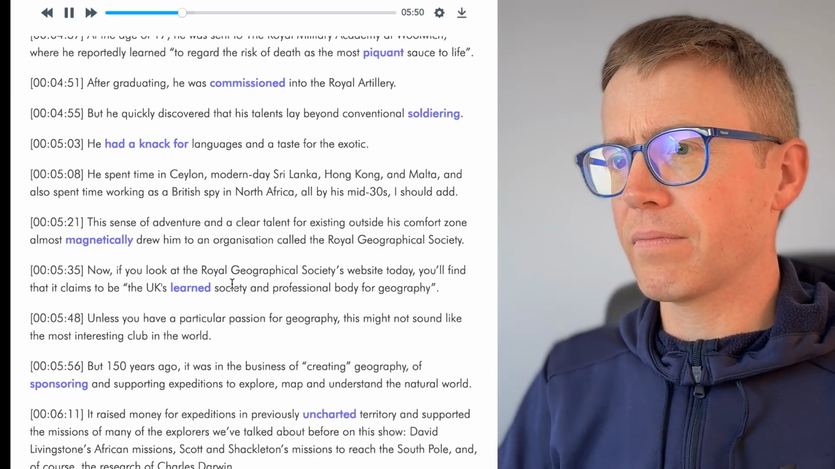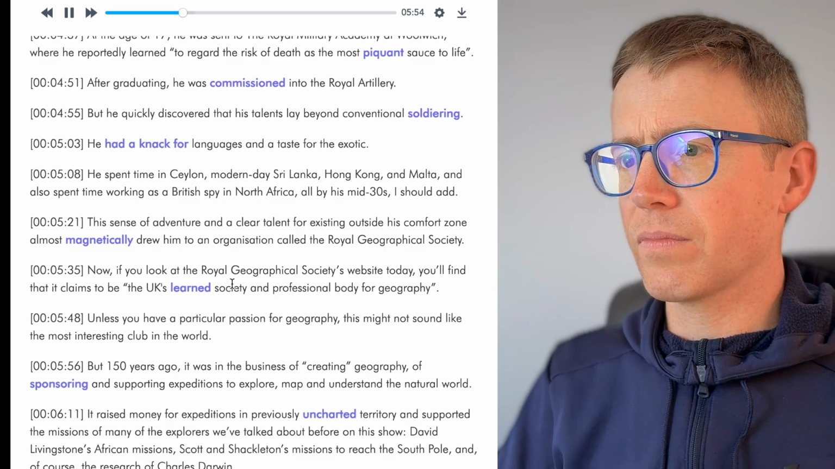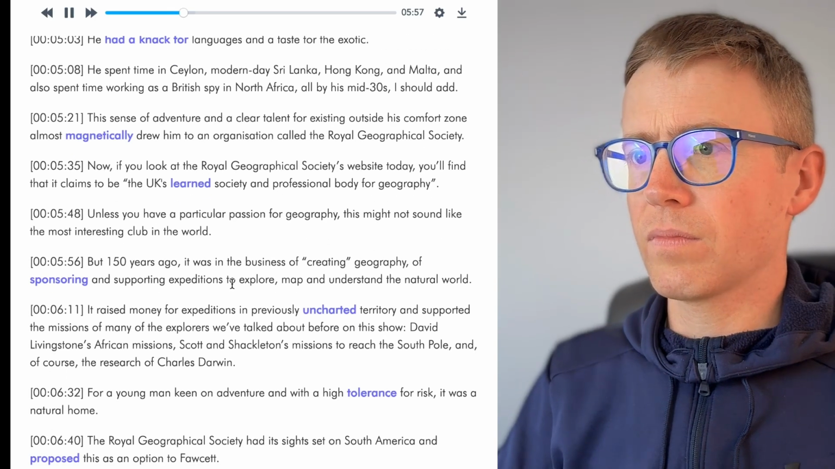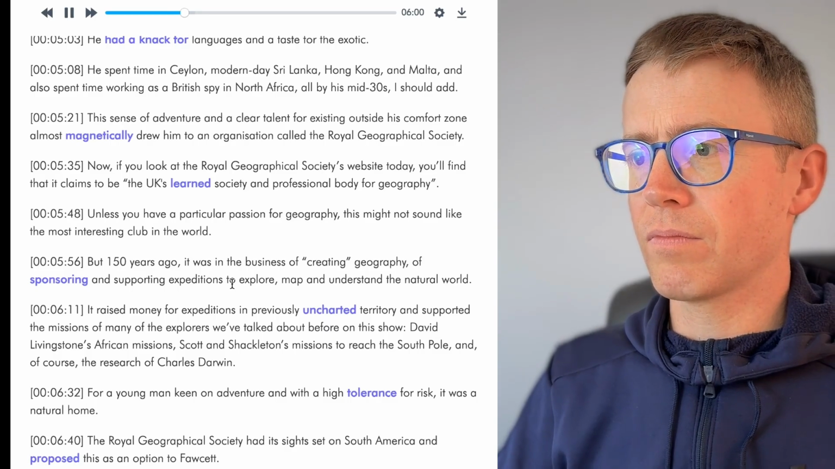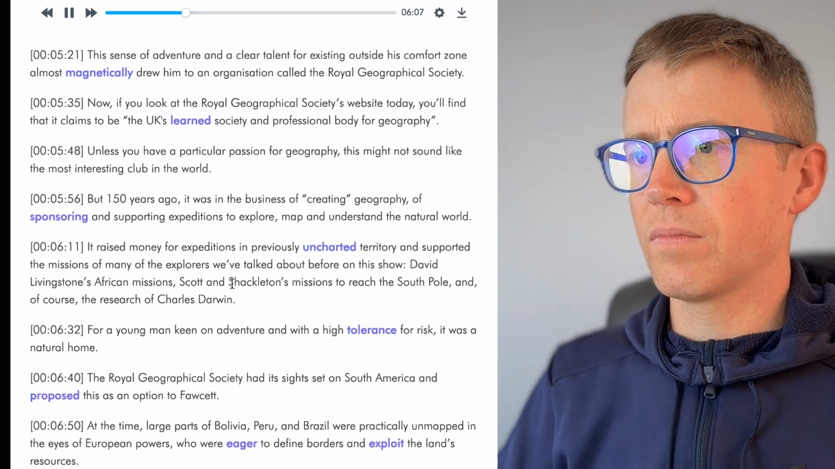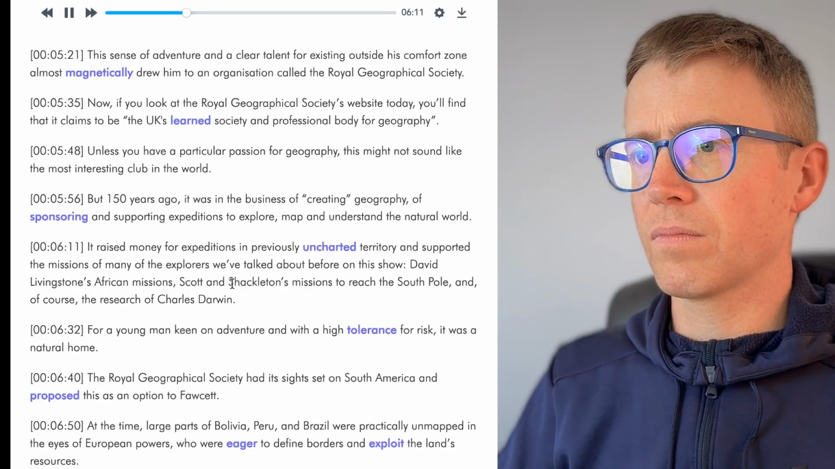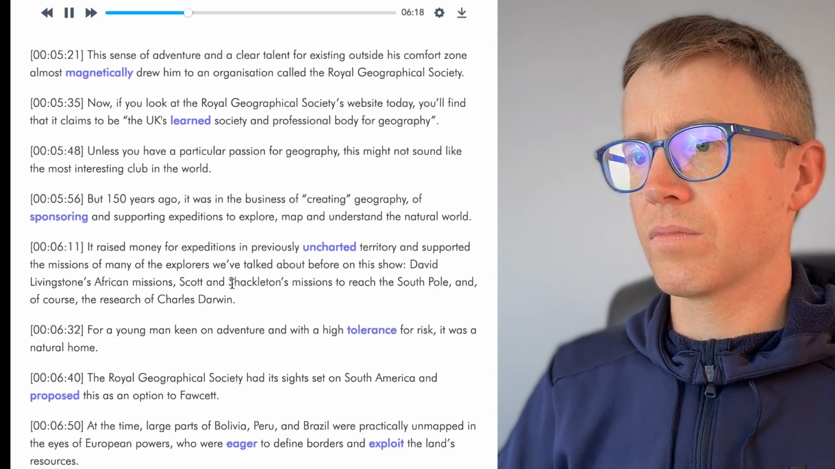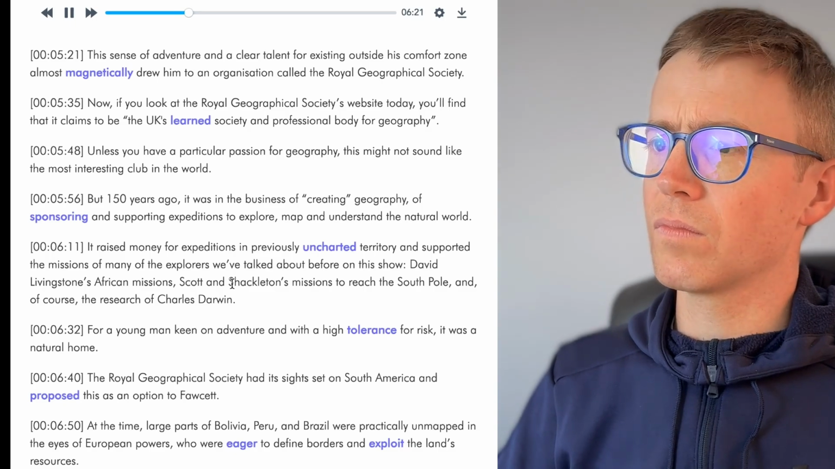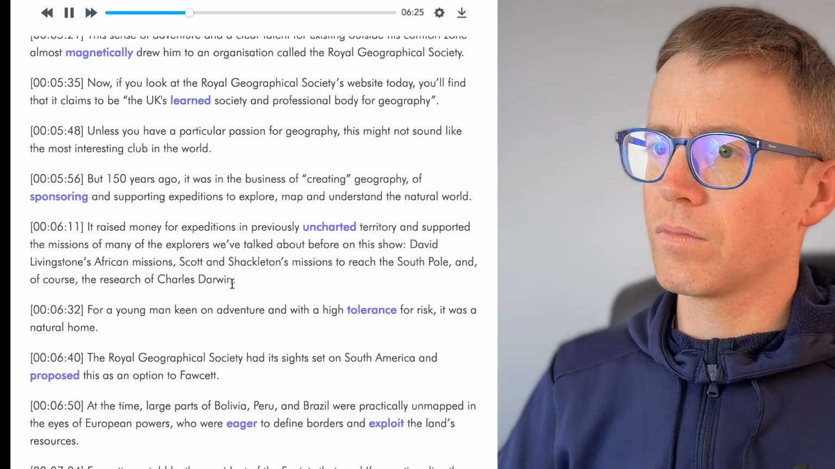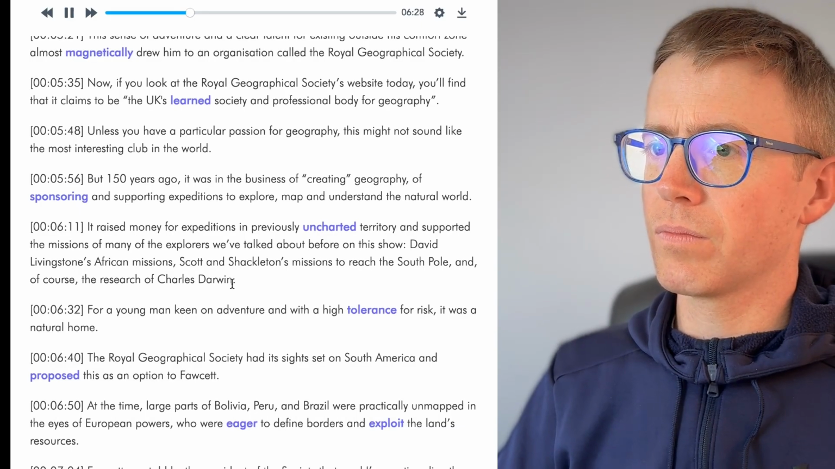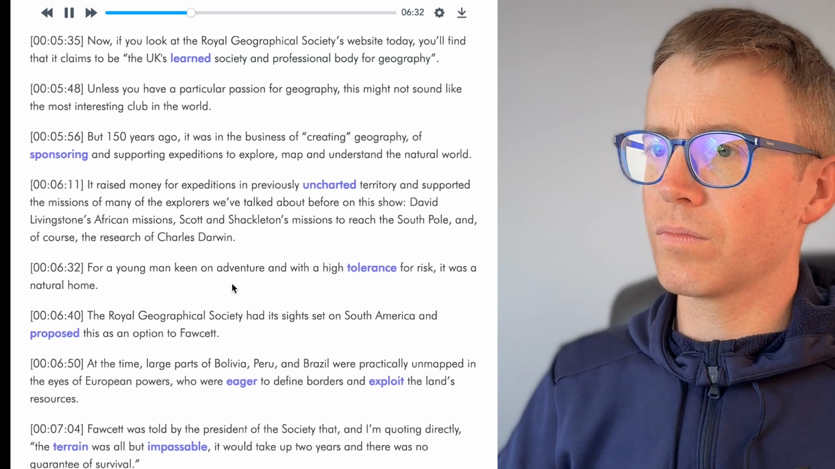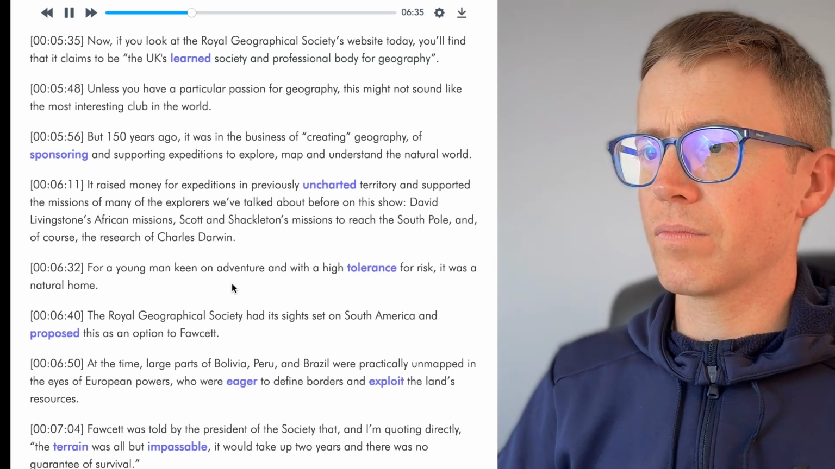Unless you have a particular passion for geography, this might not sound like the most interesting club in the world. But 150 years ago, it was in the business of creating geography, of sponsoring and supporting expeditions to explore, map, and understand the natural world. It raised money for expeditions in previously uncharted territory and supported the missions of many of the explorers we've talked about before on this show. David Livingstone's African missions, Scott and Shackleton's missions to reach the South Pole, and of course, the research of Charles Darwin. For a young man keen on adventure and with a high tolerance for risk, it was a natural home.